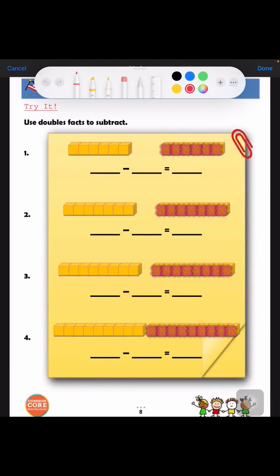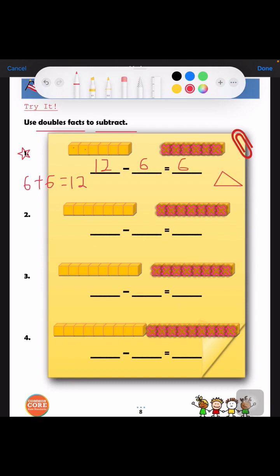And then we move on to page 8. Use double facts to subtract. Okay, so we take a look at question 1. Here we got 1, 2, 3, 4, 5, 6. 6 blocks plus 6 blocks. And 6 plus 6 equals 12. Altogether, there are 12 blocks. And if we cross out 6 blocks, that means half of it. There are still 6 blocks left.